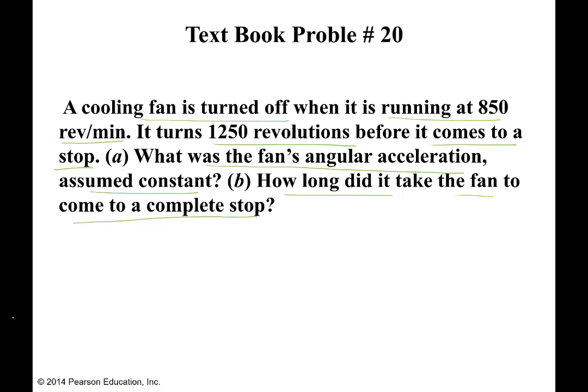So basically we are trying to find out, first we are finding alpha, and then we are finding time. What is given to us? A cooling fan is turned off when it is running at 850 revs per minute. So basically we can say that we turned it off. This omega naught is now the new beginning for it, 850 revs per minute. Convert your answer into radians per second. Find the conversion even if I'm not doing it.